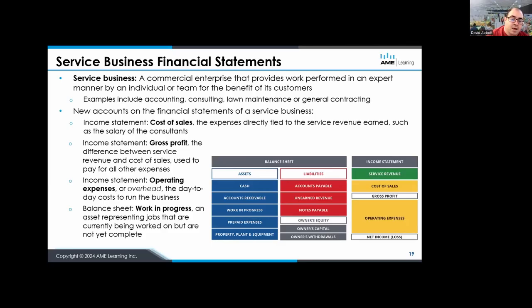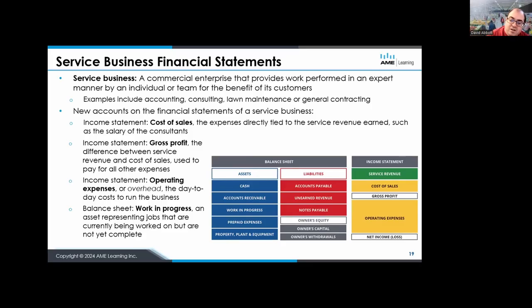They would have gross profit, which is the difference between the service revenue and the cost of sales. That is what's used to pay for the other expenses they have. On the income statement, they would also have operating expenses, or overhead. That's the day-to-day cost of running the business, like PG&E utilities and rent, anything that doesn't directly relate to providing the actual service, but is something they need.